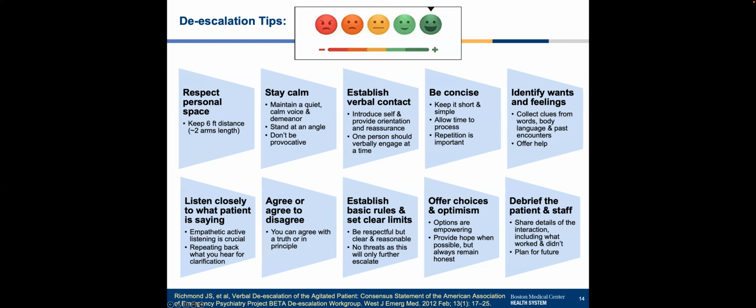Next is be concise. Most people, when they're agitated, actually shift to using a different part of their brain. And that means they're not going to follow you if you give them long and lengthy explanations. Keep things short and simple. Allow for silence. They may need that time for processing. You're likely going to have to repeat the same message more than once, and that's normal.